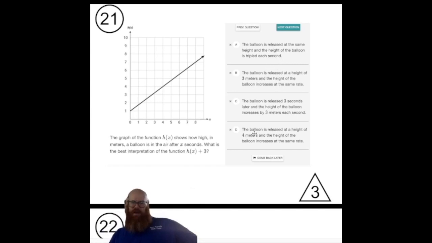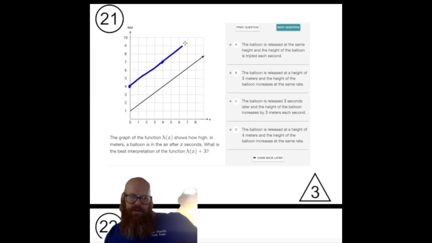Well, that's definitely not true. I mean, we can imagine if I were to move everything up, everything is essentially going to get moved up by 3. So I'm really going to have something that looks like this. So that doesn't make any sense. The balloon is released at a height of 3 meters. Well, that's not true. If you move it up 3, it's released at a height of 4 meters.